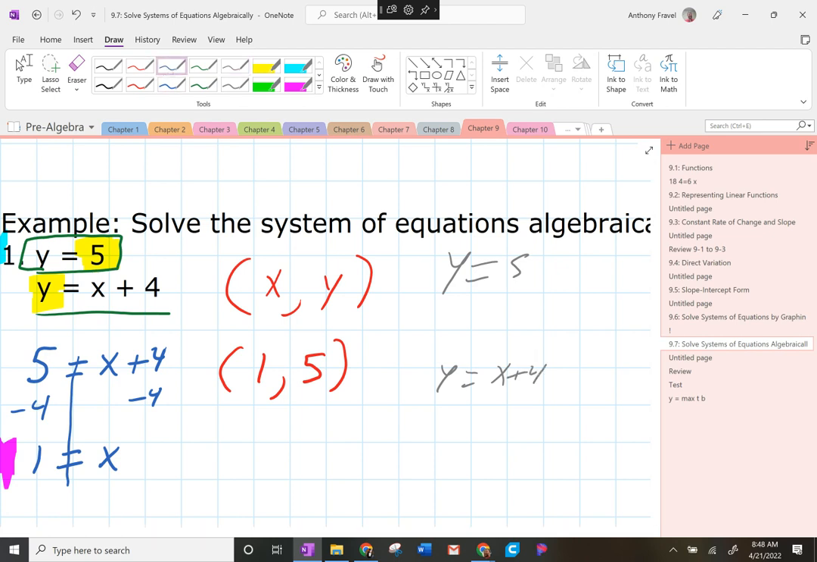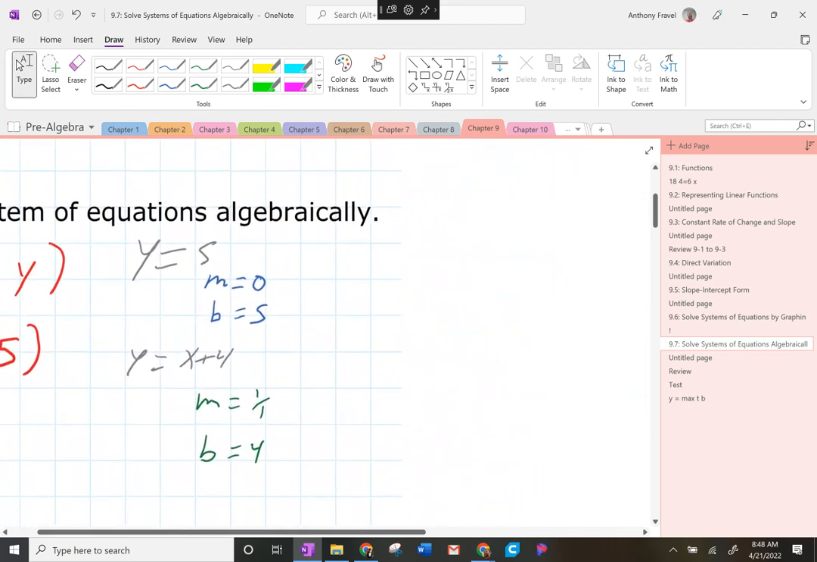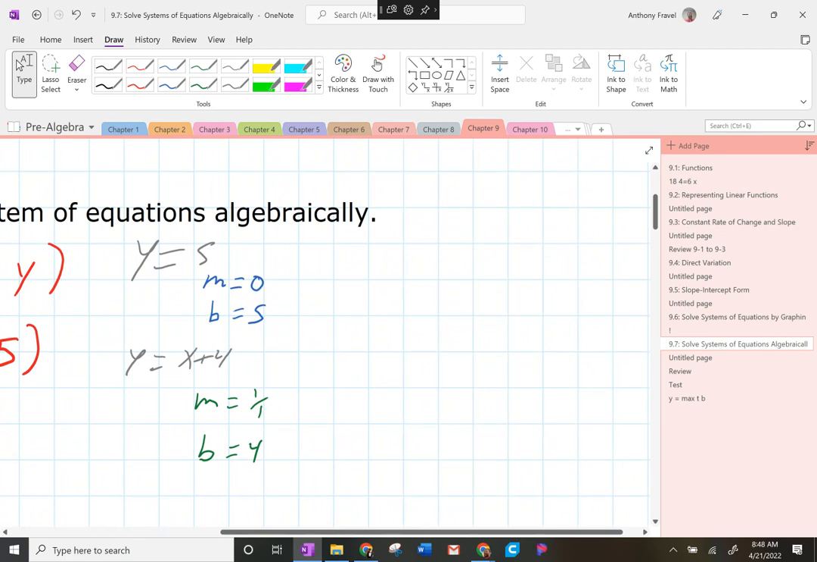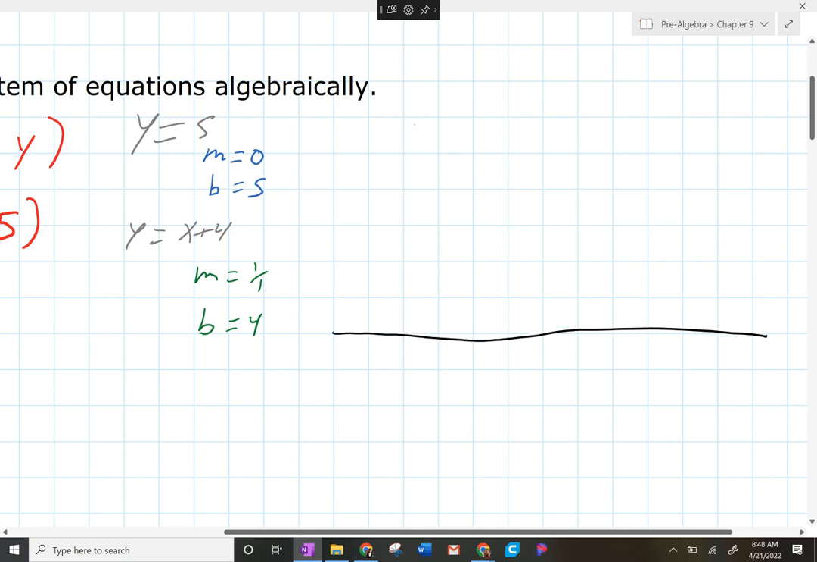So for that top one, my m value, my slope, was 0. I didn't have one at all. My b value is going to be at a positive 5. For this one, the second one, my slope was going to be 1 over 1. My b value is going to be at positive 4. Again, you don't have to do this. I'm just going to show you how this works out for this very first one. And after this, I'm not going to graph them again. But I want to show you how it works out. So I've got my graph starting here-ish. I'm going to go here because I don't need too much on that side.